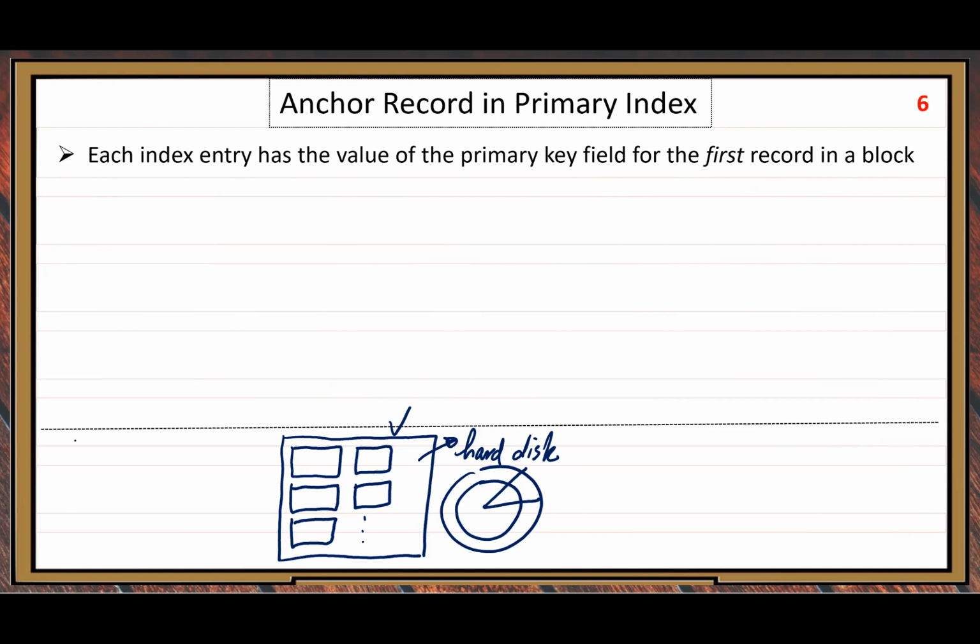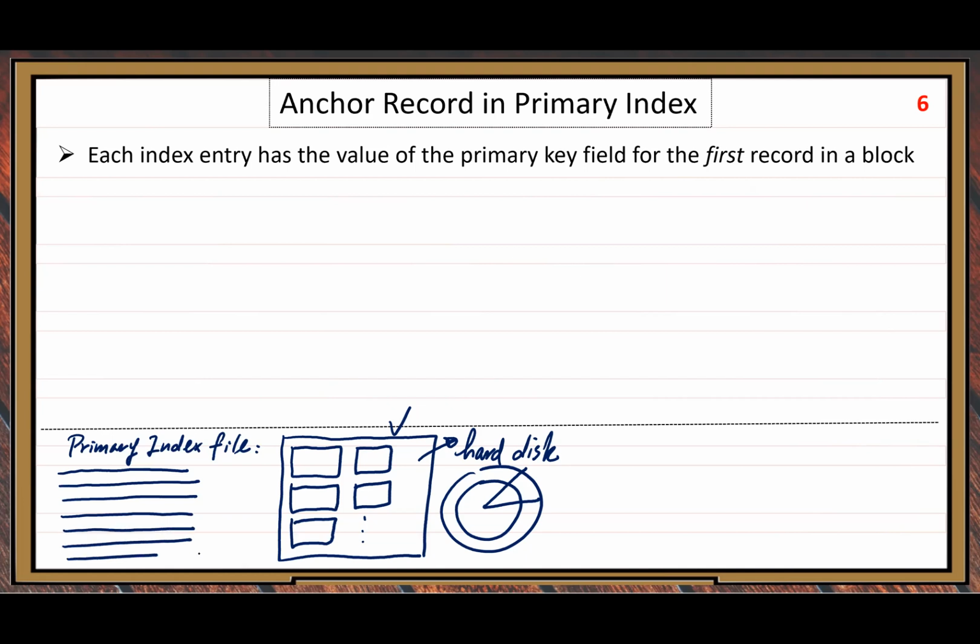Then the primary index structure, the index file. So let's consider one primary index file. We know it is a sequence of entries. Each row is one entry: key, comma, pointer. K1, P1, K2, P2, and so on, Kn, Pn. That's the primary index file.